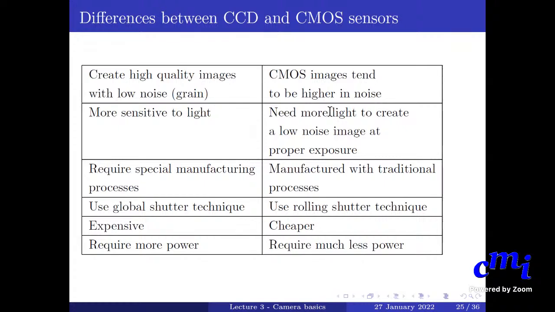The cons in CMOS sensors are that they tend to be higher in noise, okay. I have not written it here, but they tend to distort the colors. The colors that you observe from a CMOS sensor are not exactly true to life. So that is one of the disadvantages of CMOS sensors. On the other hand, with CCD, you get extremely good quality images.